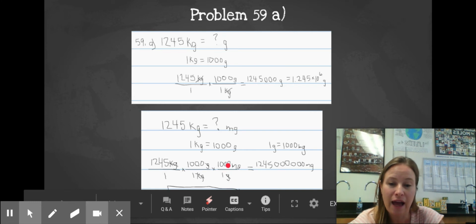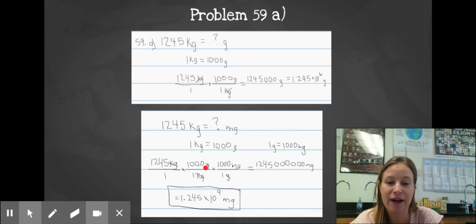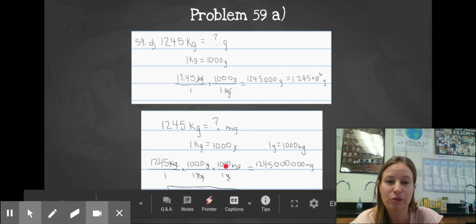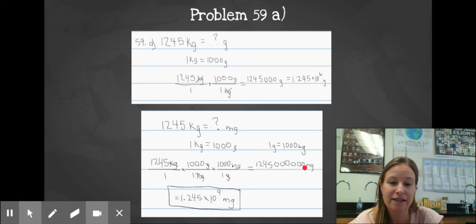And I am multiplying this big number by 1,000 and by 1,000, which is a million. And so that means I'm going to move this decimal 6 places to the right. Writing this in scientific notation, I would move the decimal all the way between the 1 and the 2 again, and then I would have to move it 3, 6, 9 places to get there. So that's where the 10 to the 9th comes in.